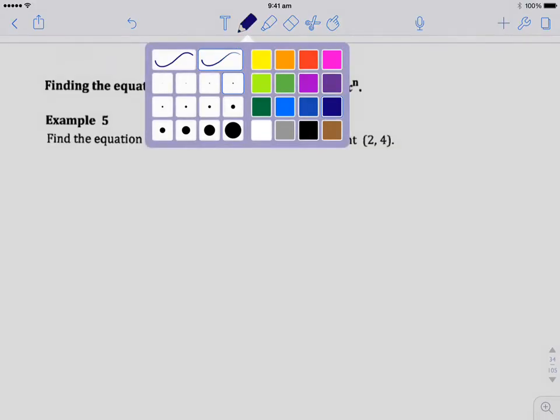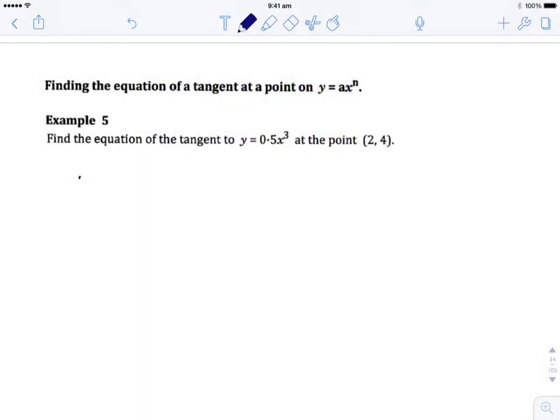So let's do it. The slope of the curve at any point is number down the front. So 3 times 0.5 is 1.5. Subtract 1 from the power. So we get 1.5x squared.